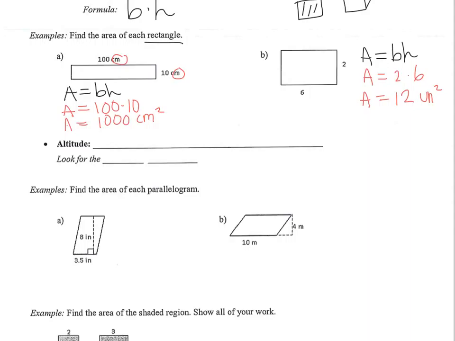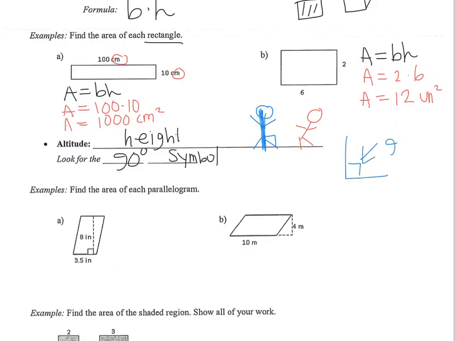So altitude, excuse me, altitude is another term for the height. You want to look for the 90-degree symbol. So the altitude, the height of something is measured if you're standing up straight. Okay, if you measure the height of somebody, you're standing up straight. You don't measure the height of somebody when they're not standing up straight. So you always want to look for a 90-degree angle. So this symbol right here means 90 degrees. So look for this.